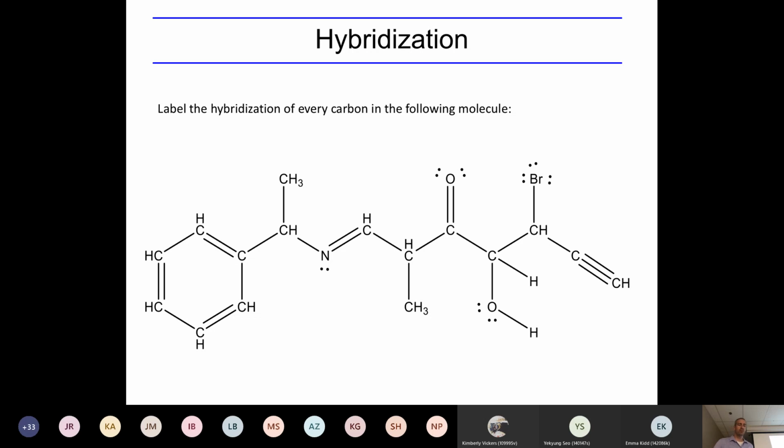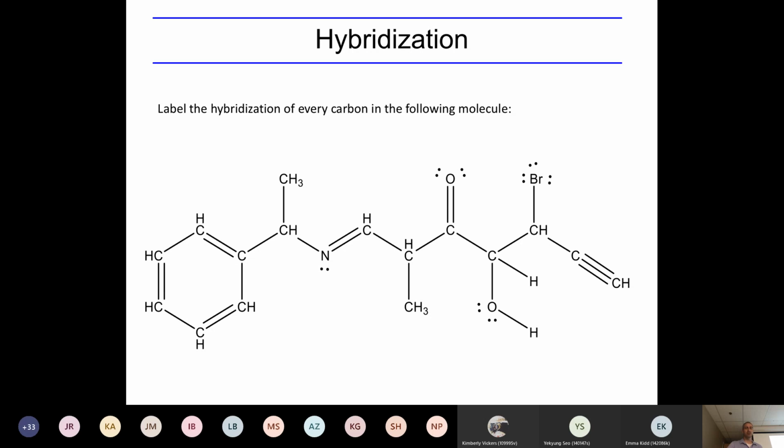So you can see on the left-hand part of this structure, there's this 6-carbon ring that's alternating single bonds and double bonds. Every one of those carbons is sp2, because they all have 1 double bond and 2 single bonds. On the far right, you can see there's a triple bond. If carbon is making a triple bond, it's sp. So the 2 carbons on the far right are sp.